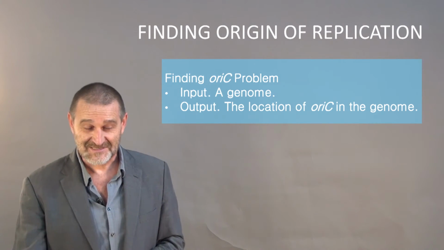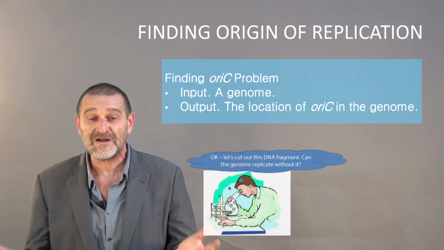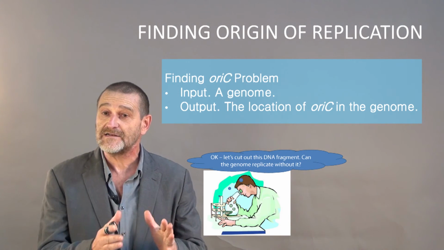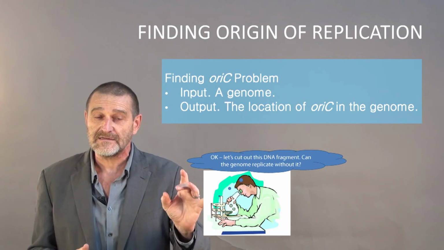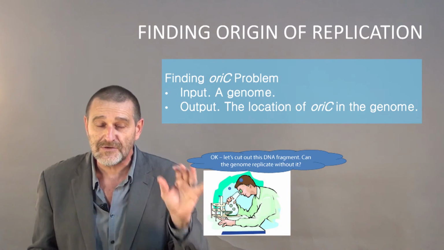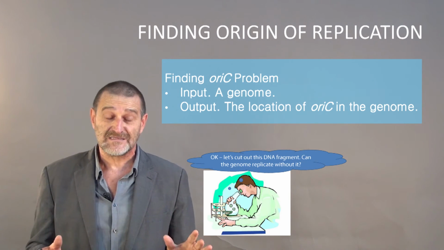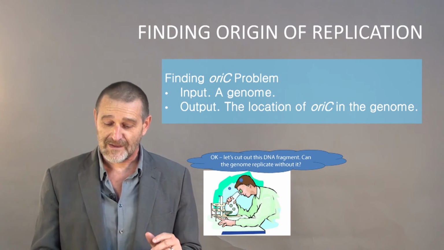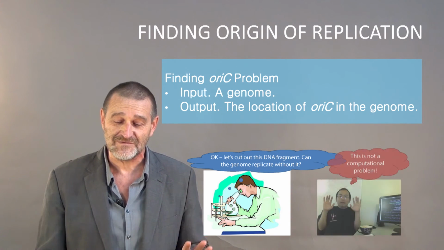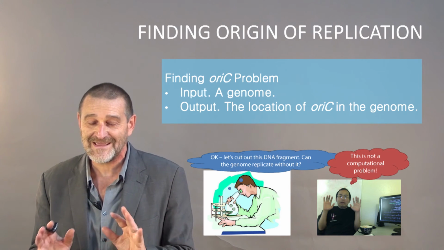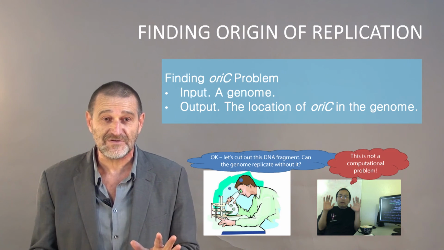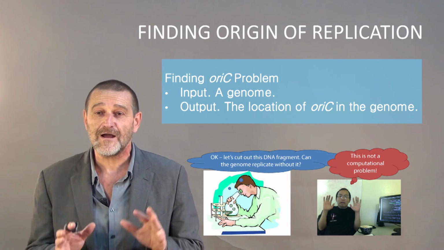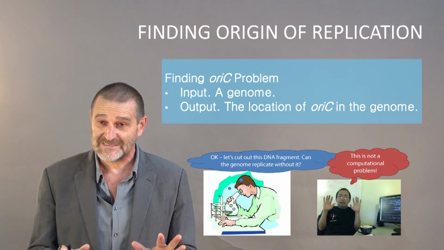If you were a biologist, then you could think about an experiment. For example, you can start cutting short pieces from DNA. And when you cut a piece and the cell suddenly loses the ability to replicate, it means that probably you cut out the origin of replication. But if you are a computer scientist, you should just refuse to solve this problem. It is an ill-defined computational problem. So how can we turn this ill-defined computational problem into something that makes sense?